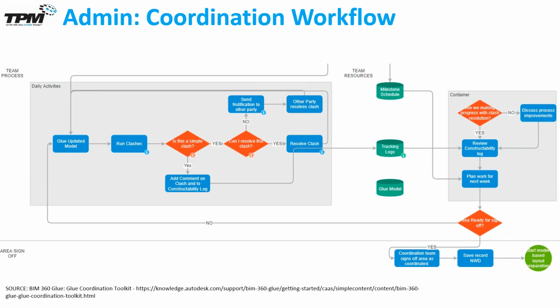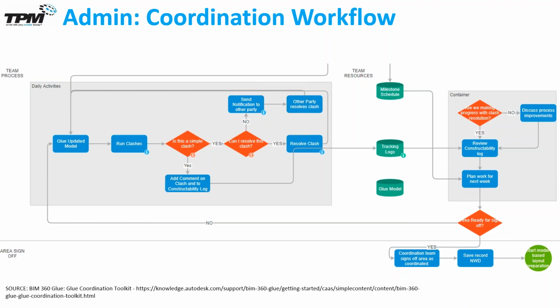So this is the workflow that we're talking about specifically. I took this from the BIM 360 Glue Coordination Toolkit, which is online at the Autodesk website. It lays out the typical daily activities of the clash coordination process, or coordination revision, or coordination resolution. So the idea is we've already brought our models together. Those models are then updated. We run clashes, and at this point it's simply: did we resolve the issues, or not? Can we resolve them, or do we need to get a third party involved? And then when it's completed, we track that with our tracking logs.